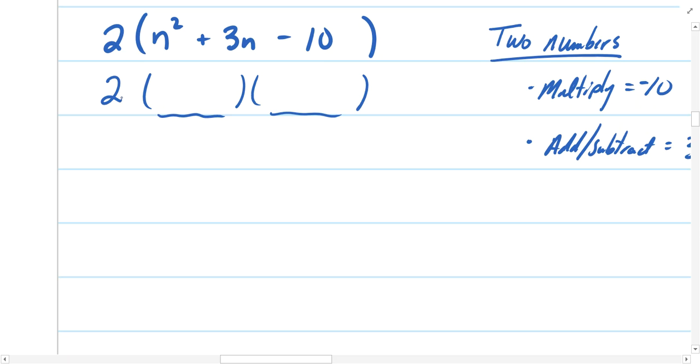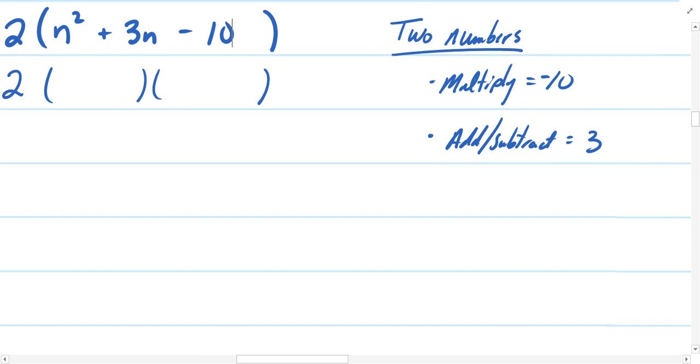Now this 2 is going to come down because it was factored out originally, so it needs to remain with the problem. But I'm hoping to find, again, two numbers that meet these criteria. And again, since this is a standard trinomial, we leave the n values at the beginning of each of these binomial groups. And if we can find two numbers that multiply to make negative 10, that add or subtract to equal 3, then we're going to be in pretty good shape.